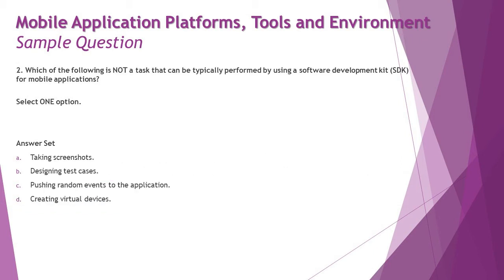Moving to the next question, which asks: which of the following is not a task that can be typically performed by using a software development kit, which is SDK, for mobile applications. Now you need to recall your 4.2, where we spoke about what these development kits are, how exactly they can be used and what could not be done. If you know what it is used for, you can answer what cannot be done using it.